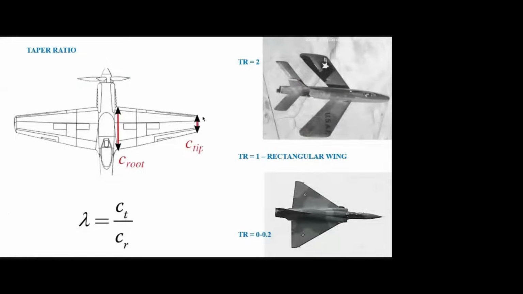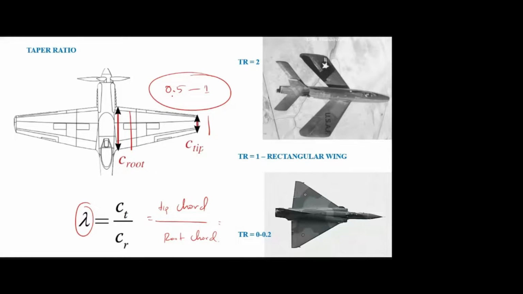Okay, then this is the taper ratio. Taper ratio we denote by lambda. It is the ratio of tip chord to root chord. Mostly for commercial aircraft, it will vary from 0.5 to 1. And for supersonic speed, it will be less. It may be from 0 to 0.2.